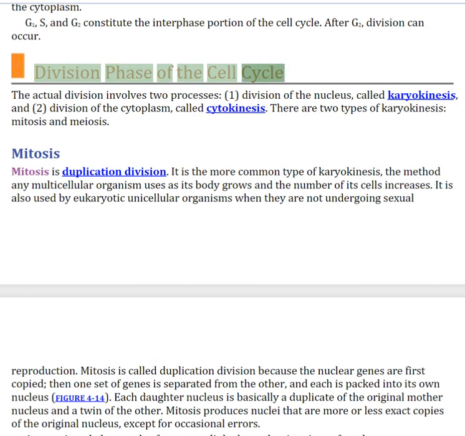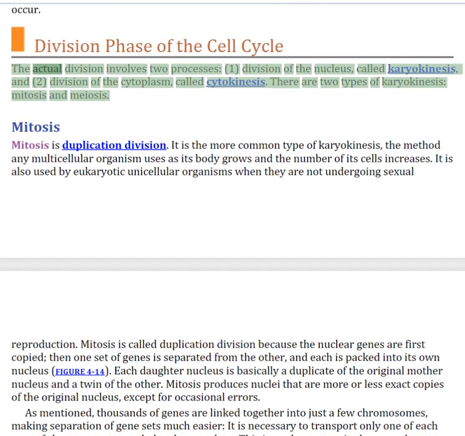Division phase of the cell cycle. The actual division involves 2 processes: division of the nucleus, called karyokinesis, and division of the cytoplasm, called cytokinesis. There are 2 types of karyokinesis, mitosis and meiosis.